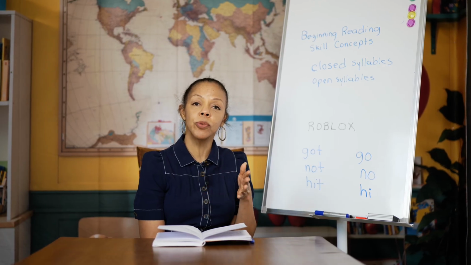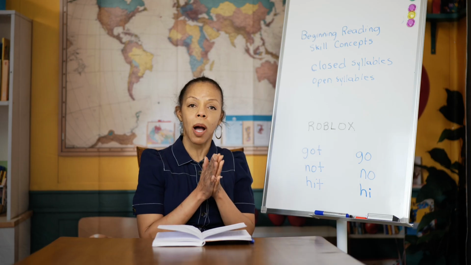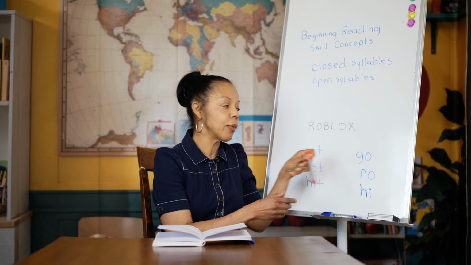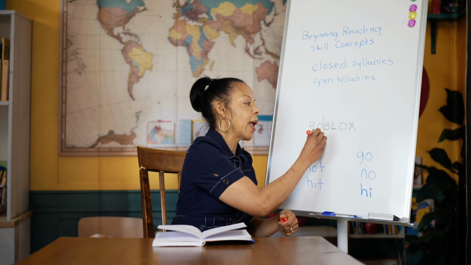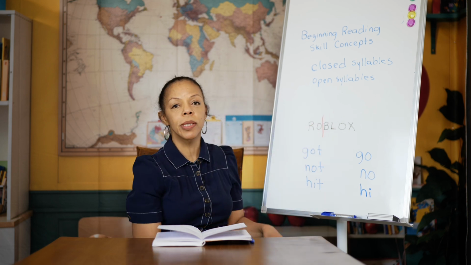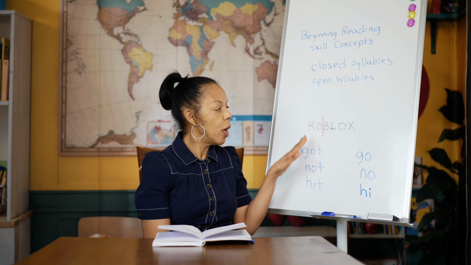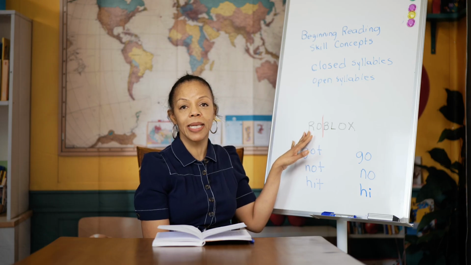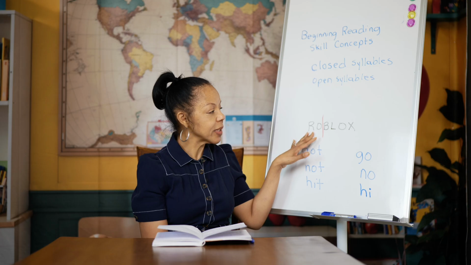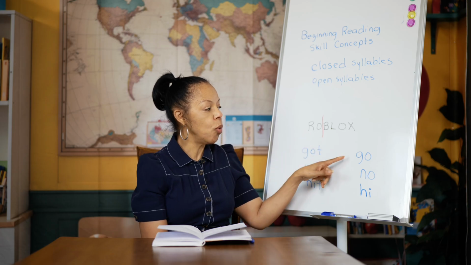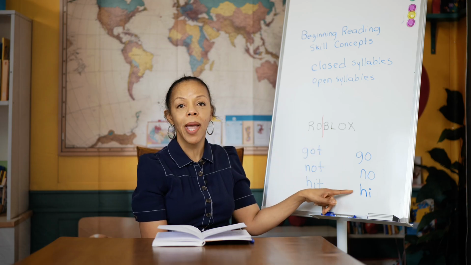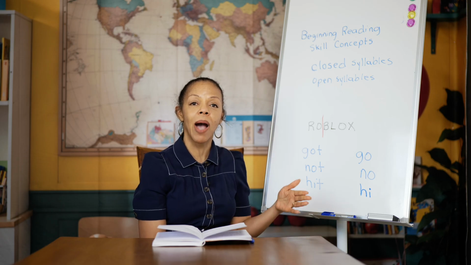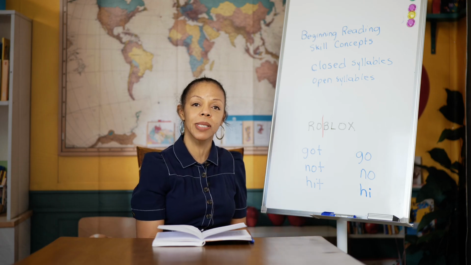Roblox is made from two syllables, Ro and blox. And so if I were to separate the word by syllables, I would divide it here. And so what do you notice about the first syllable, Ro? It ends in the vowel O, and the vowel is saying its name. So when we have a syllable such as Ro, go, no, and high, those syllables are open, meaning that the vowel is at the end and the vowel says its name.